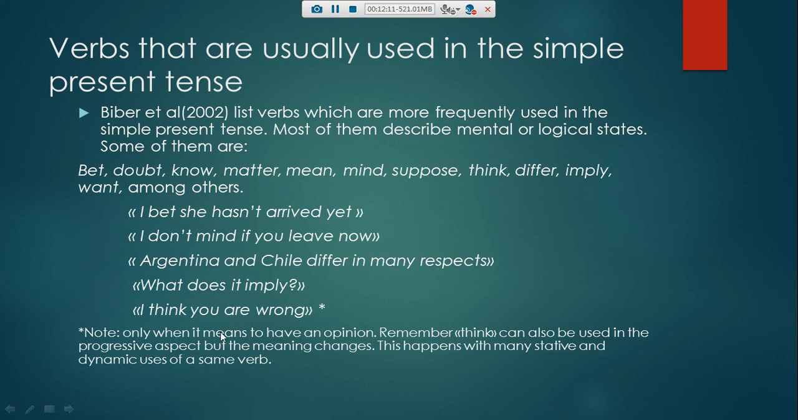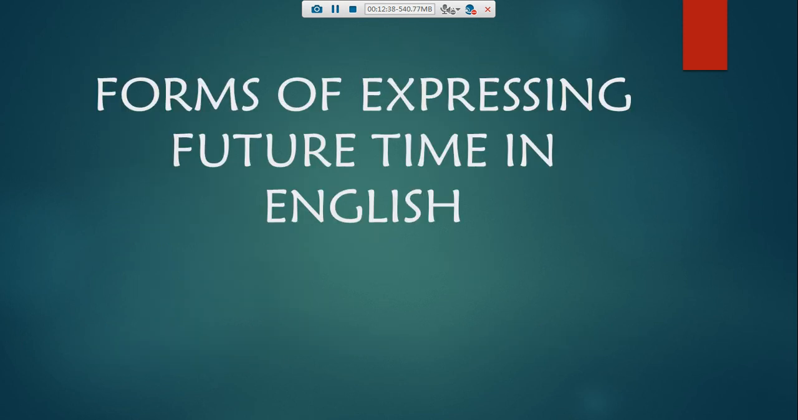Note, in the case of think, only when it means to have an opinion will you use it in the simple present tense. Remember, think can also be used in the progressive aspect, but the meaning changes. This happens with many stative and dynamic uses of the same verb. This is something you have already seen and that you should bear in mind when deciding whether to use present progressive or simple present tense.